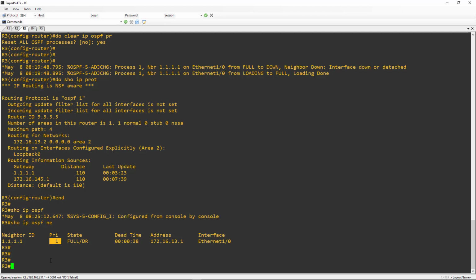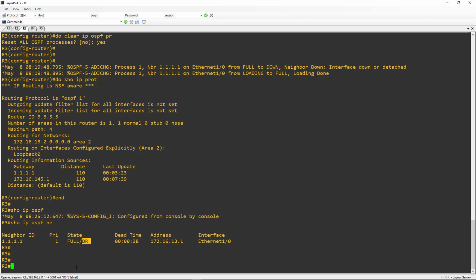So there's a tiebreaker. We'll talk about that a little bit later on. If the priority were 0, that means there is no DR/BDR election, or you will never become a DR/BDR. It means you're basically ineligible. Okay? The state represents the state of your relationship with that neighbor.